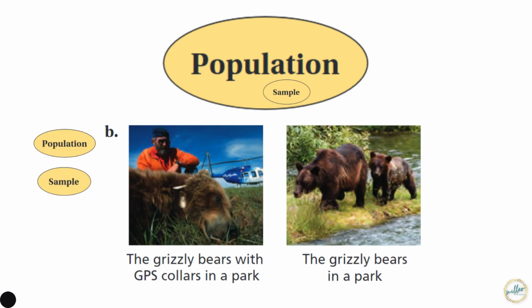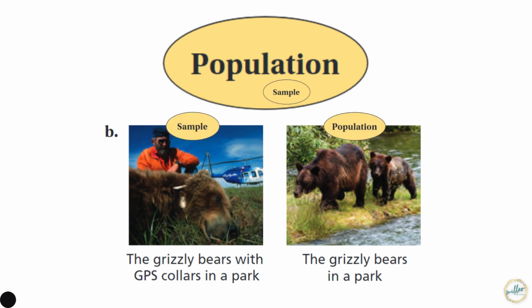How about this one? The grizzly bears with GPS collars in a park versus the grizzly bears in a park. The population would be all the grizzly bears in a park, and the sample would be the grizzly bears with a GPS collar in the park.